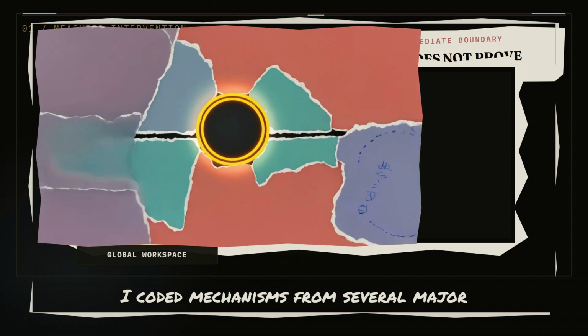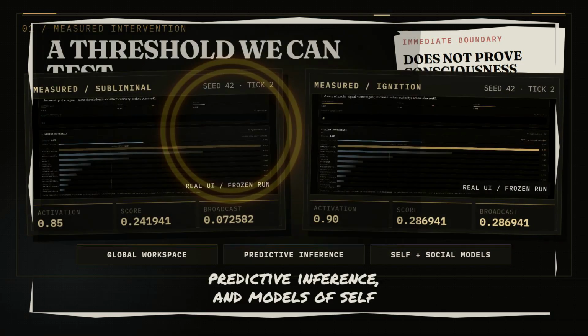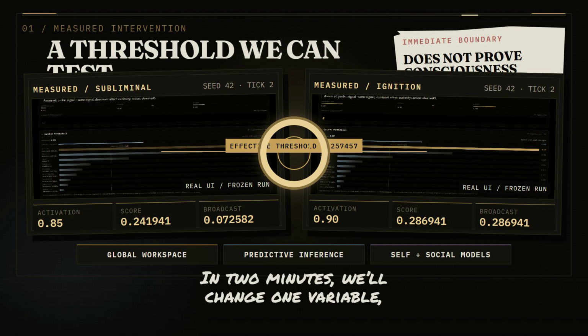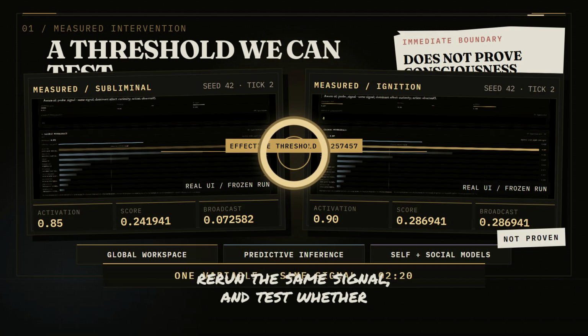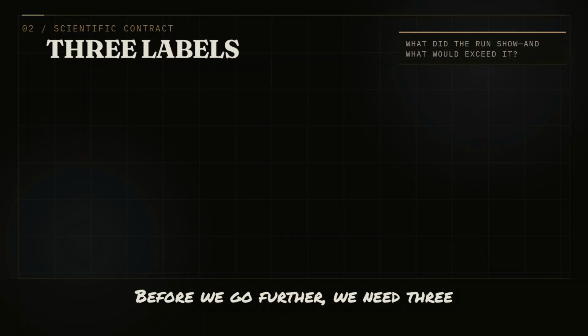I coded mechanisms from several major theories: global workspace access, predictive inference, and models of self and social coordination. In 2 minutes, we'll change one variable, rerun the same signal, and test whether its prediction survives. Before we go further, we need 3 labels.